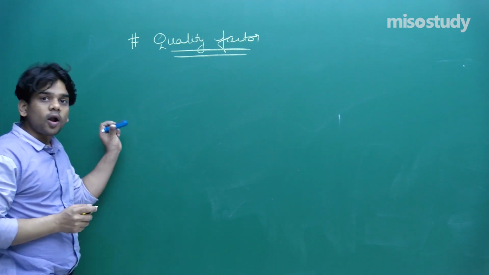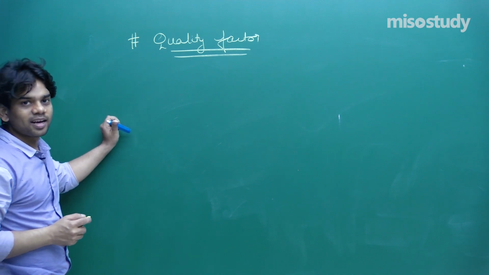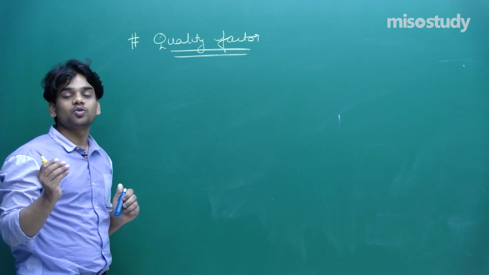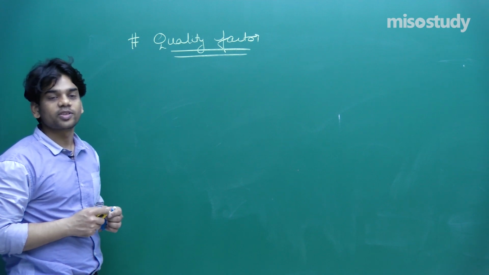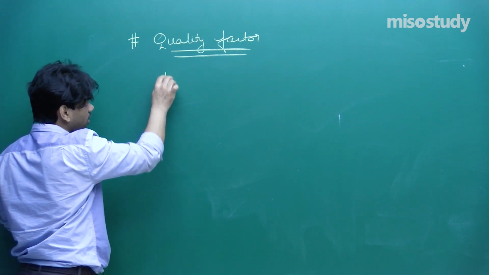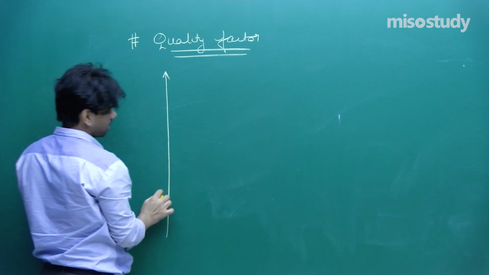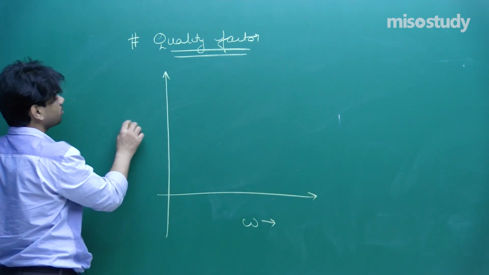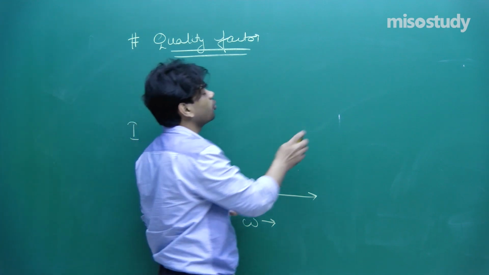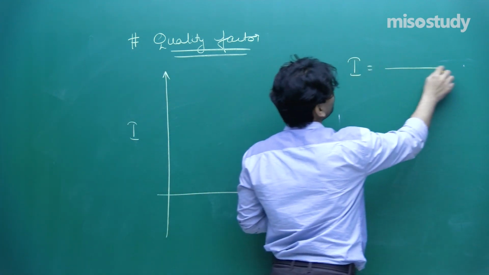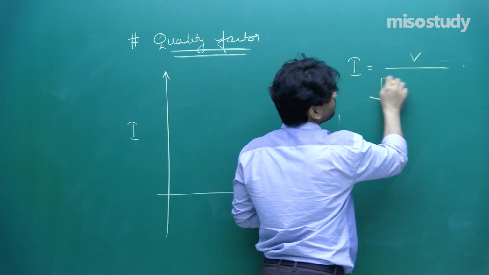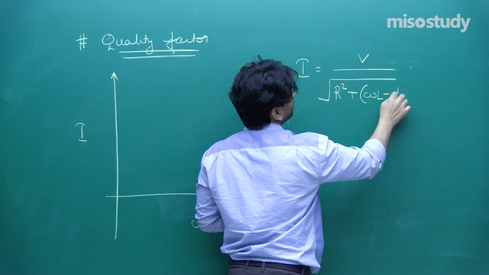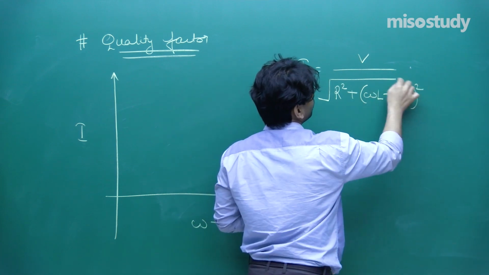First of all, I'm going to plot a curve between omega and the current. We all have seen that the current is maximum when omega reaches a value that is 1 upon root LC, that is the case of resonant frequency. So I'm going to plot a curve between current and omega. Here I'm going to plot omega, here I'm going to plot current. Now observe this equation. I equals V by Z, and Z can be written as root of R square plus (omega L minus 1 upon omega C) whole square.